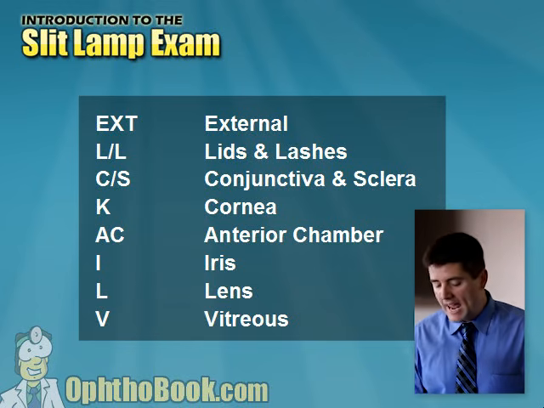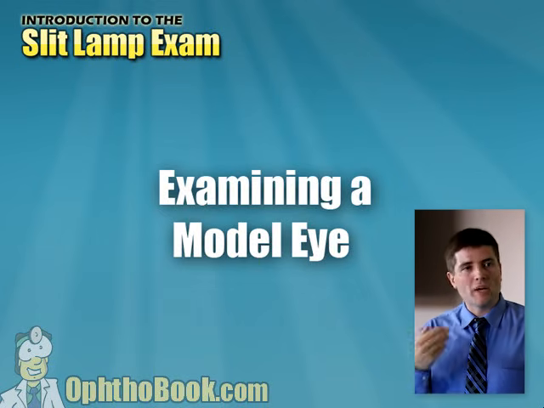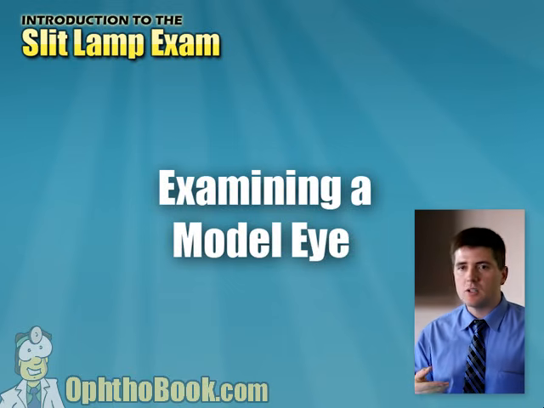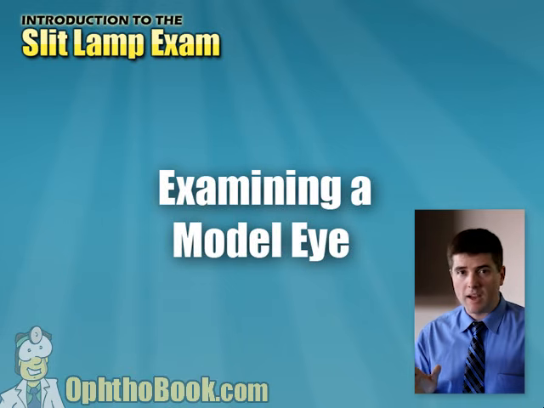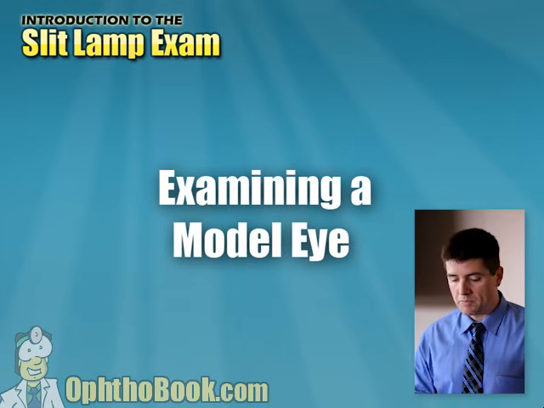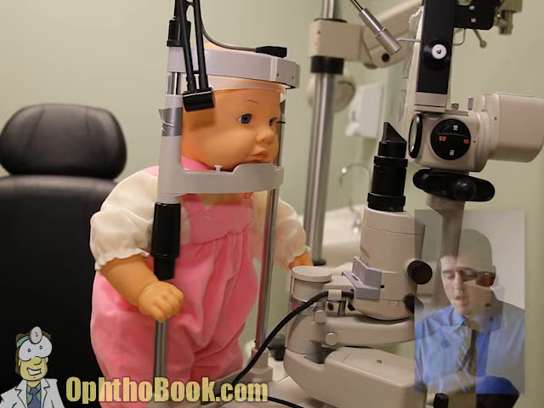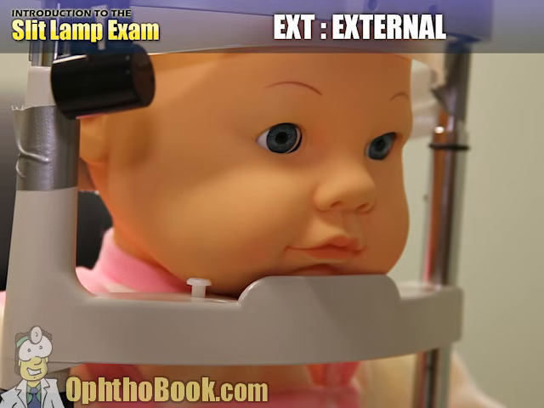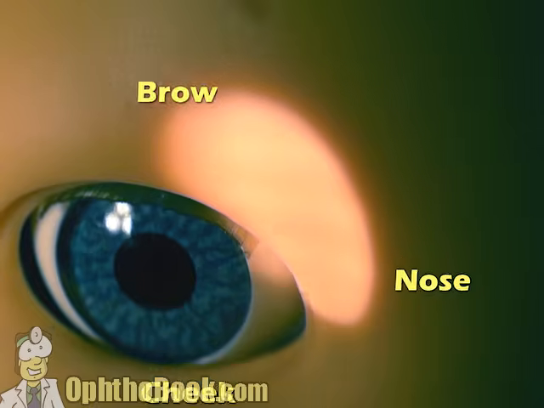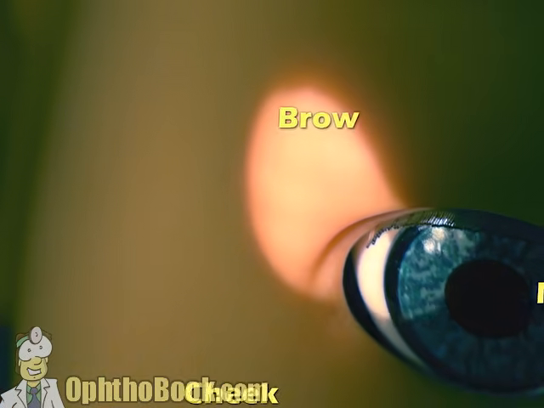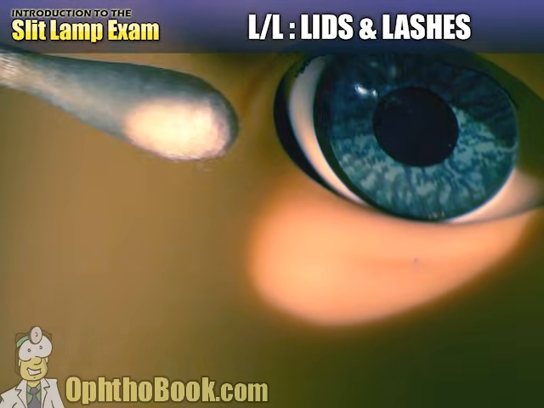But anyway, 8 findings, but instead of reading these out and talking about them, let's take a look at all these findings, first starting with a model, and then we'll move on to some live patients and we'll look at those findings once again. So we're going to move on to a different model, something that's a little bit more anatomically correct. And we always start with the external eye disease, and we look at the cheek, we look at the nose, we look at the brow, things around the eye that might cause ocular problems or be related.